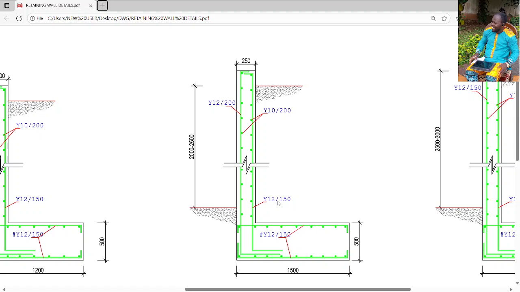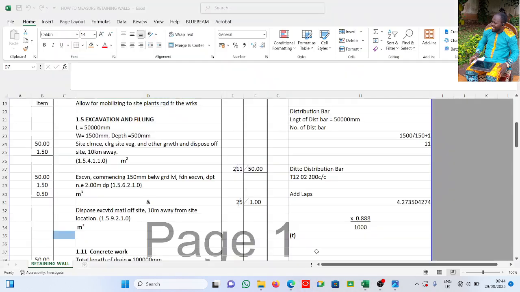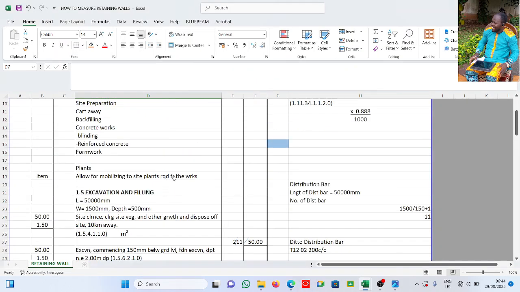We want to see how we measure a retaining wall. If you've been following our classes, you will know that you have excavation, concrete works, reinforcement, and formwork, majorly because it's a concrete structure: excavation, concrete works, reinforcement, formwork, as the case may be. Let's see this here. This is basically what we have.